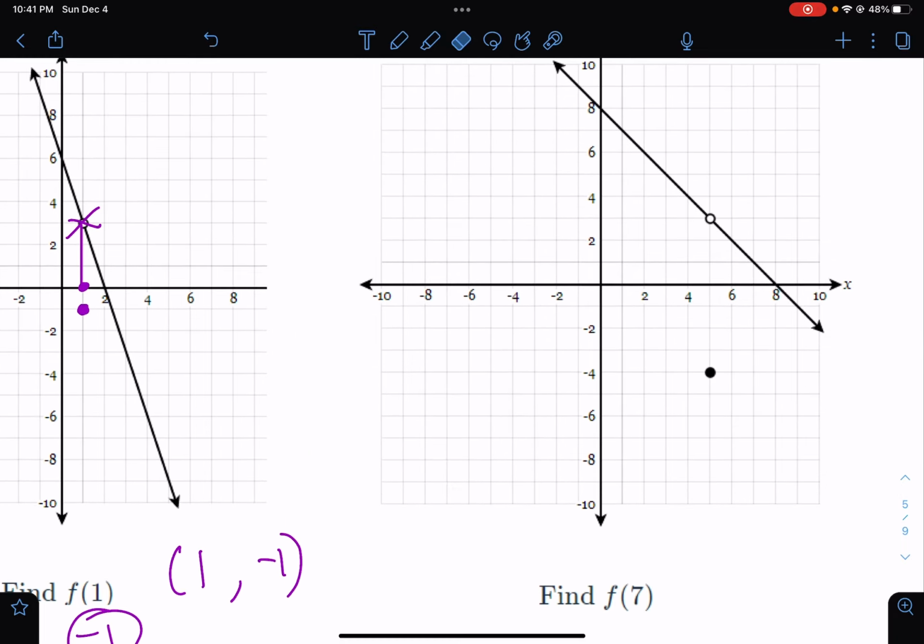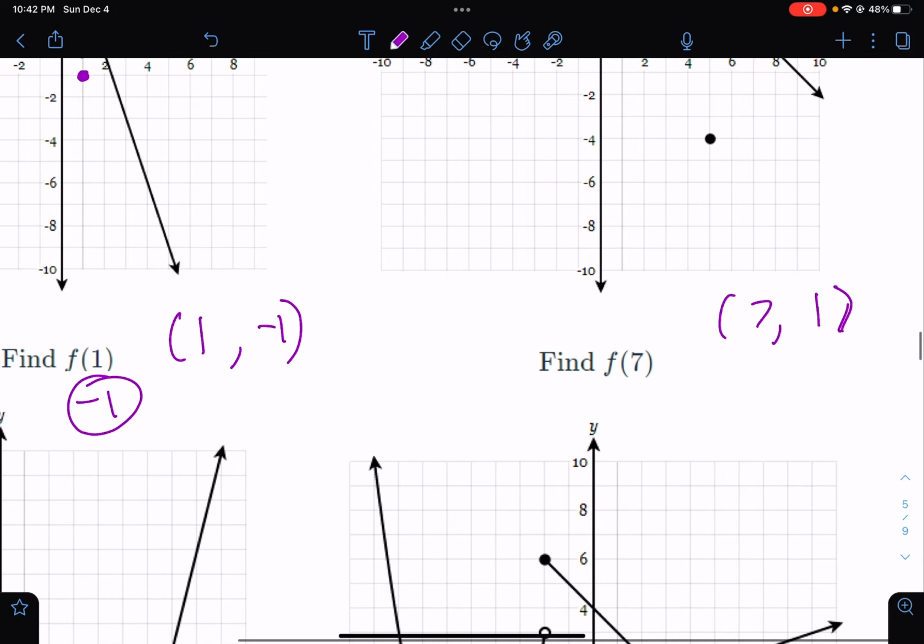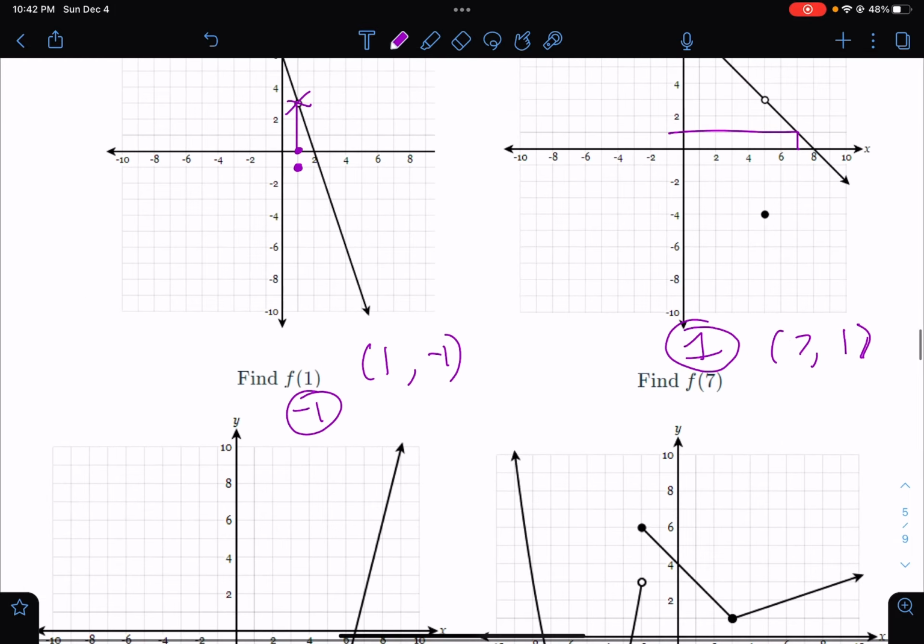Here, they want us to find f of 7. So we've got our input as 7. If we look here, there's no hole or anything there. Our output is just 1. So 1 would be our answer here.